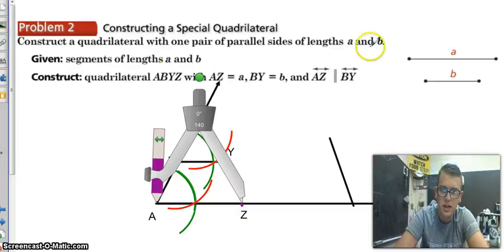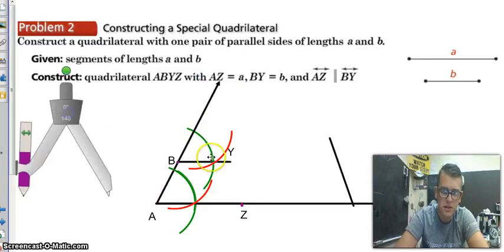And I do the same process for B, which is how I got B to be the length that it is right here. BY is the congruent length to B. And then all I have to do is connect Z to the endpoint of BY. And that would give me my special quadrilateral.